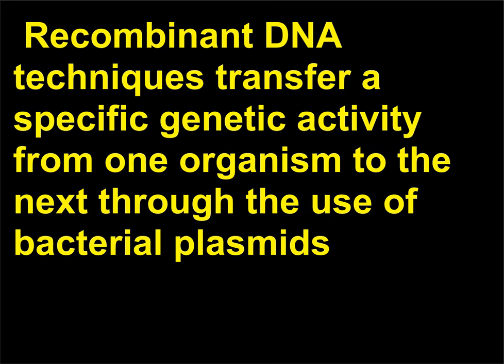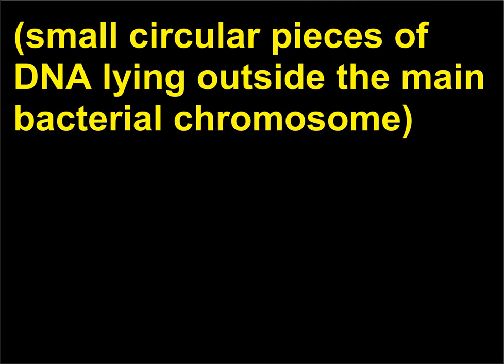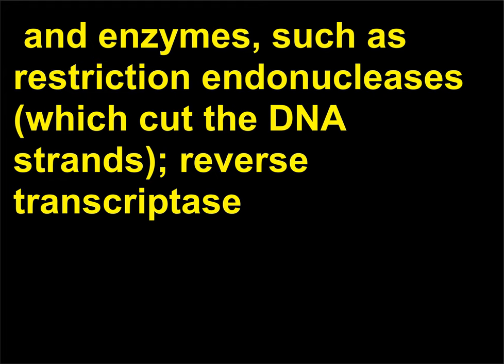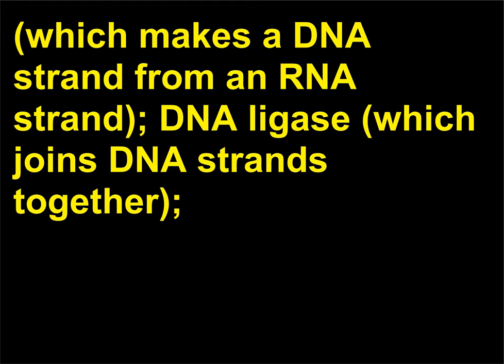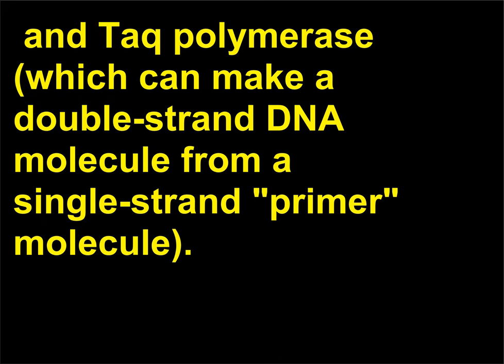Recombinant DNA techniques transfer a specific genetic activity from one organism to the next through the use of bacterial plasmids, small circular pieces of DNA lying outside the main bacterial chromosome, and enzymes, such as restriction endonucleases, which cut the DNA strands, reverse transcriptase, which makes a DNA strand from an RNA strand, DNA ligase, which joins DNA strands together, and Taq polymerase, which can make a double-strand DNA molecule from a single-strand primer molecule.